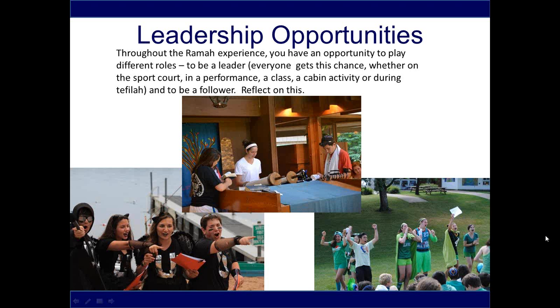And importantly, throughout the camp experience, you have an opportunity to play different roles. To be the leader, and everyone gets this chance, whether on the sport court or in a class or cabin activity during tefillah. Everyone gets a chance to be a follower and to play no role at all.